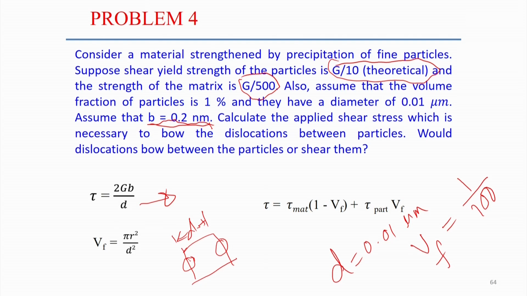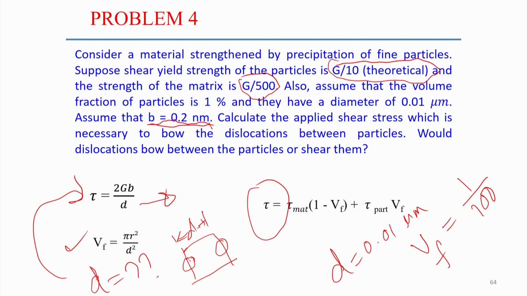Pi r square is the surface area, or per unit thickness surface area, of the particle, and D square is the surface area of the square. So this ratio indicates the volume fraction. Volume fraction is given and particle size is also given. From here we can find the segment length of the dislocation, or distance D between the two particles. Once we estimate D and put the D value here, we can find the shear stress requirement.